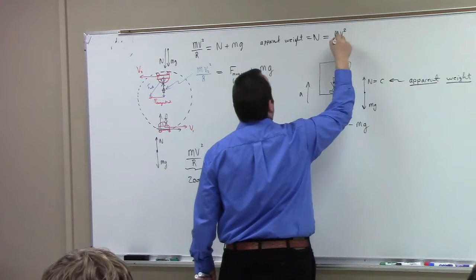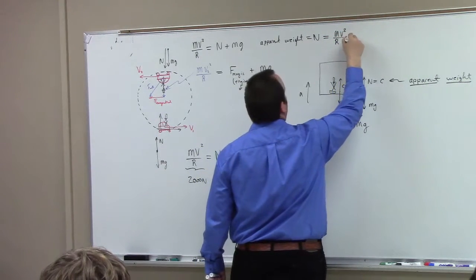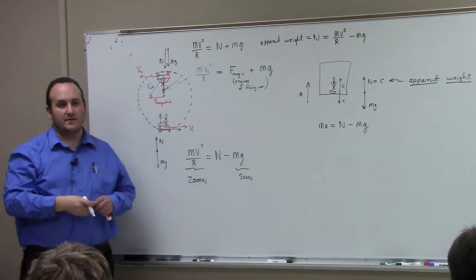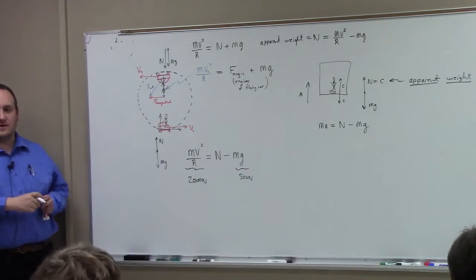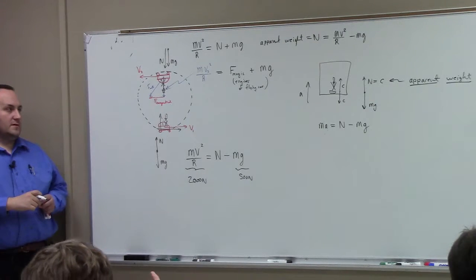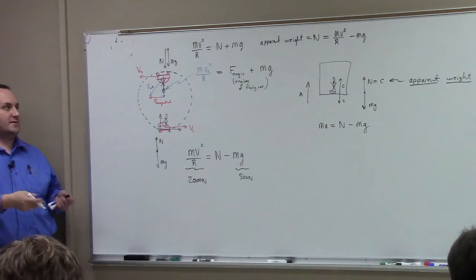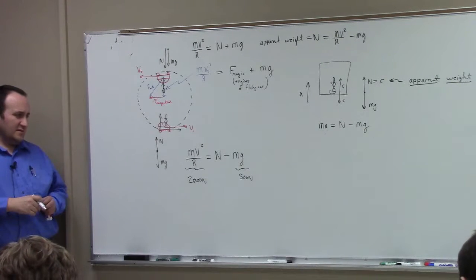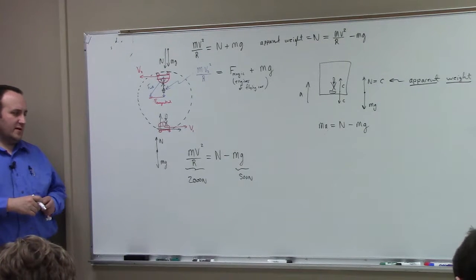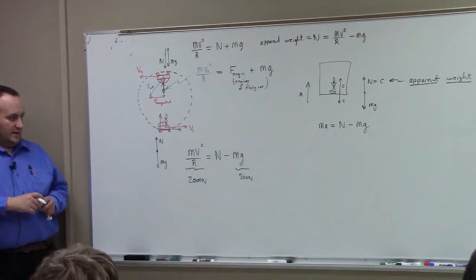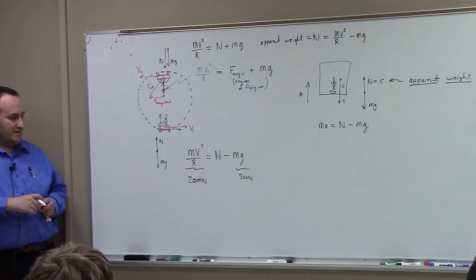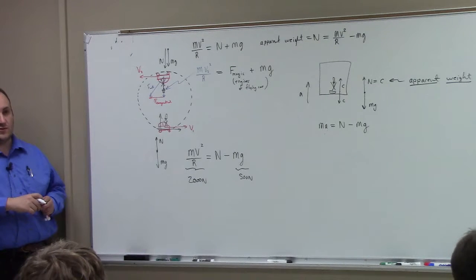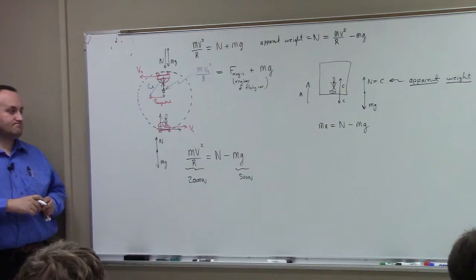And so what did I tell you guys last time? At the top you subtract the weight, right? At the bottom you add the weight to get the apparent weight. So in short, what we're deriving here is that to find the apparent weight, you calculate mv squared over r, and you add mg if you're at the bottom, whereas you subtract mg if you're at the top, to find the apparent weight, the normal force.